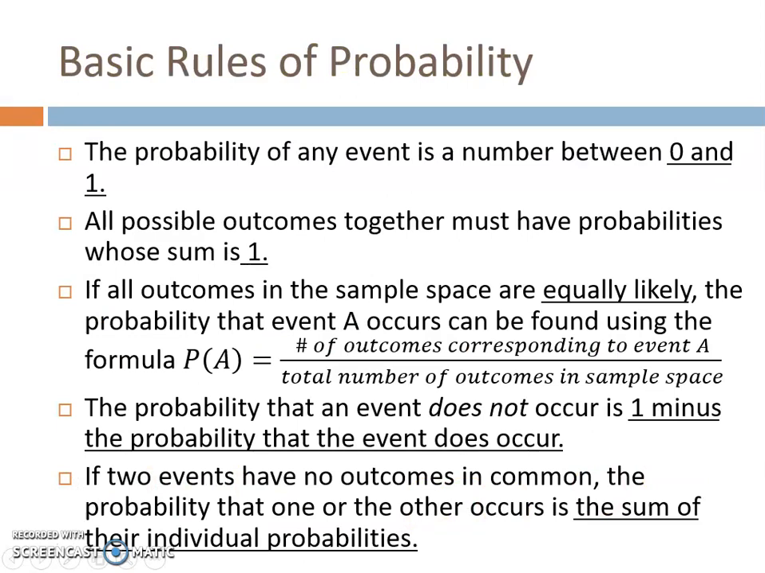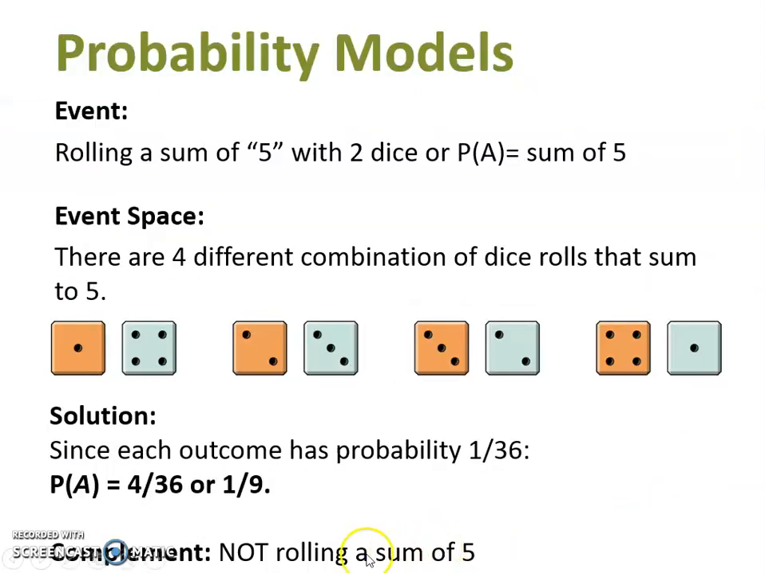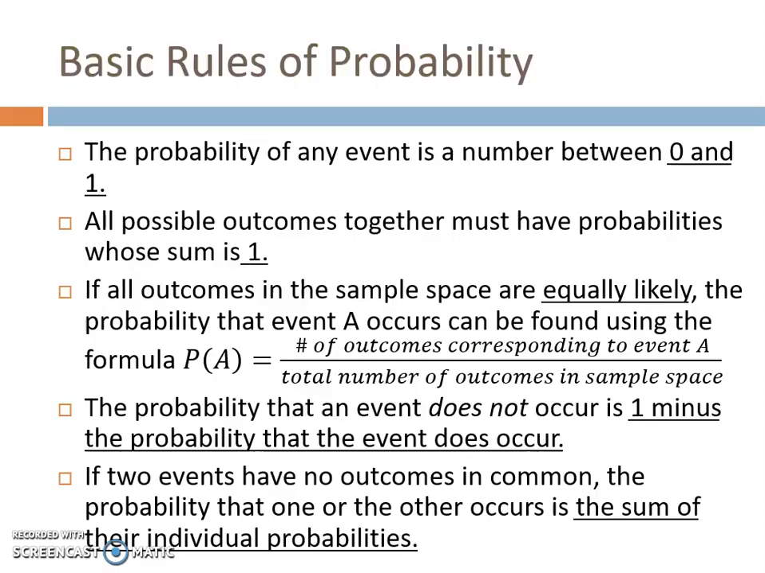Now, the probability that an event does not occur is 1 minus the probability that the event does occur. We saw that in our complement. So if I had a 4 out of 36 chance of getting a sum of 5, I would have a, quick math, 32 out of 36 chance of not rolling a sum of 5. And then lastly, if 2 events have no outcomes in common, the probability that one or the other occurs is just going to be the sum of their individual probabilities. Okay?